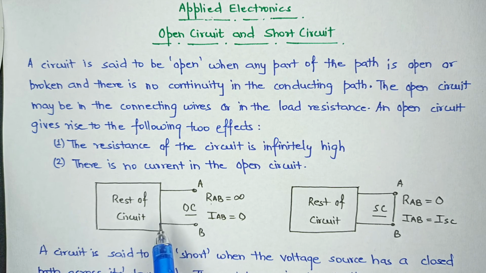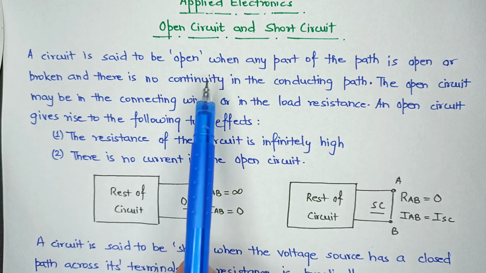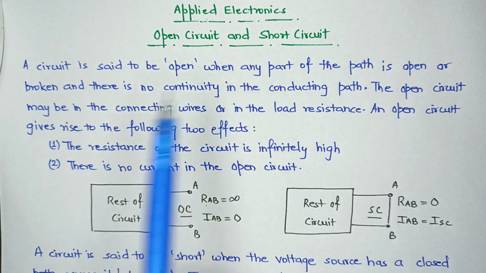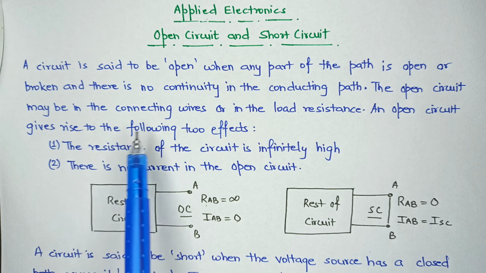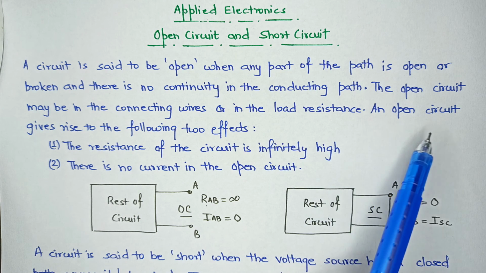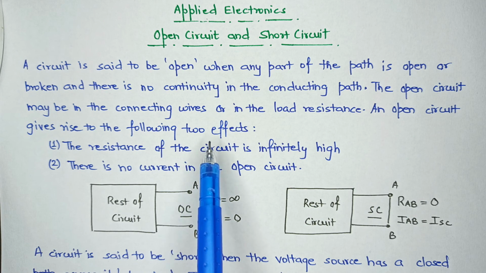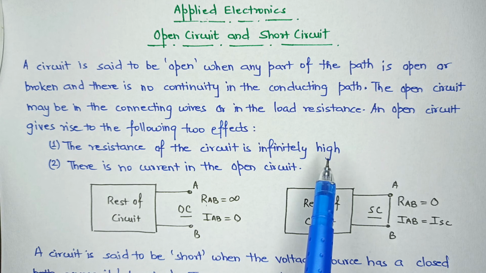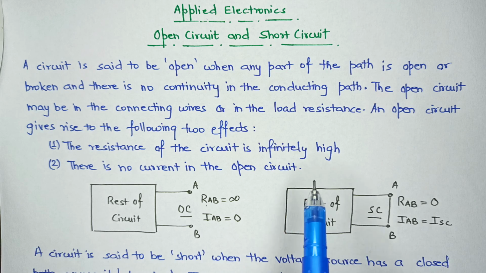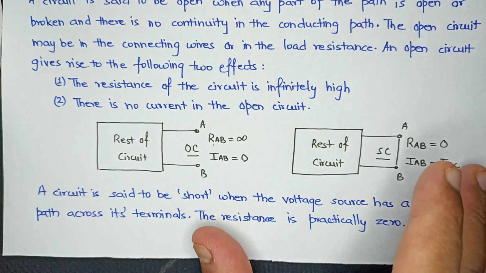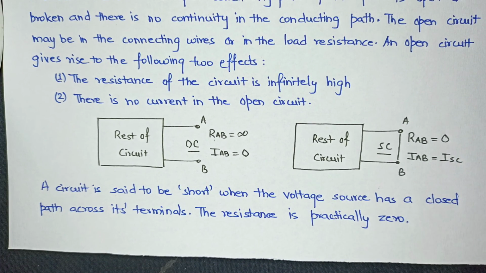But that is not the case with the open circuit, because an open circuit is said to be open when any part of the path is open or broken and there is no continuity in the conducting path. The open circuit may be in connecting wires or in the load resistance, and an open circuit gives rise to the following two effects. First, the resistance of the circuit is infinitely high, and the second is that there is no current in the open circuit path. And what about the short circuit? A circuit is said to be short when the voltage source has a closed path across its terminals and the resistance is practically 0.